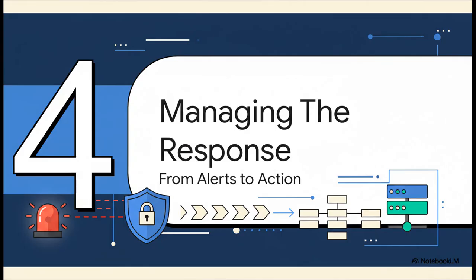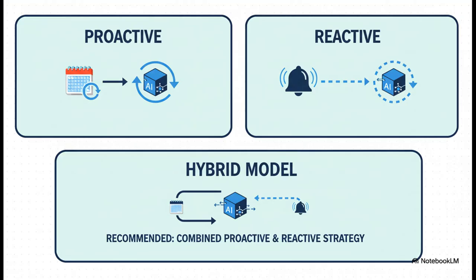Okay, so detecting drift is half the battle, but an alarm bell is pretty useless if there's no fire department ready to roll. So now let's talk about building a clear, structured response plan that turns those alerts into decisive action. When it's time to retrain, you basically have two options. You can do it on a fixed schedule, say every quarter. That's proactive, but you might waste time and money retraining a model that's working just fine.